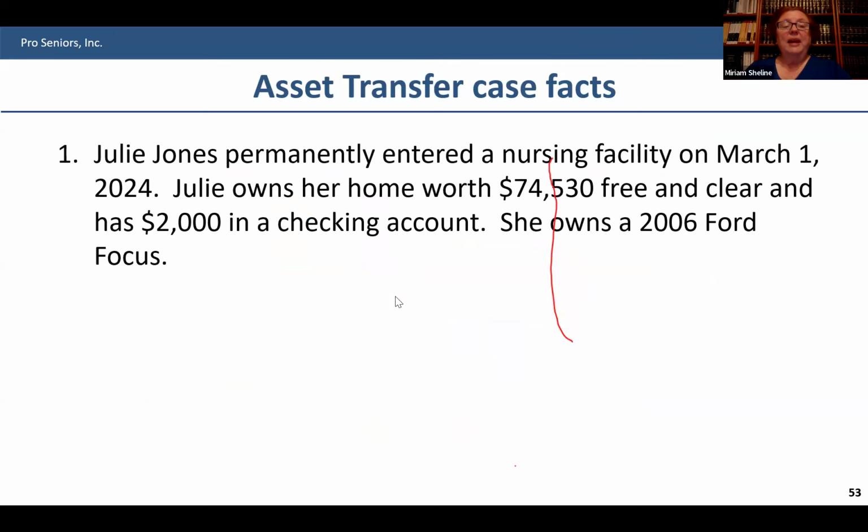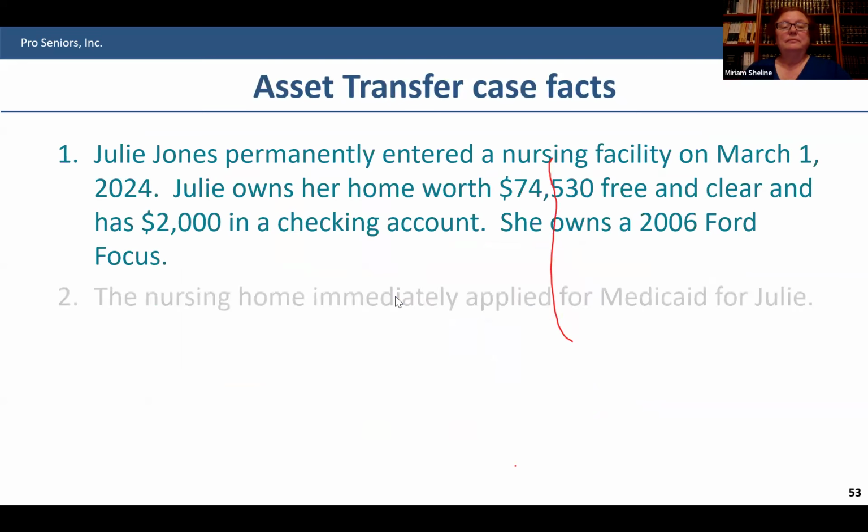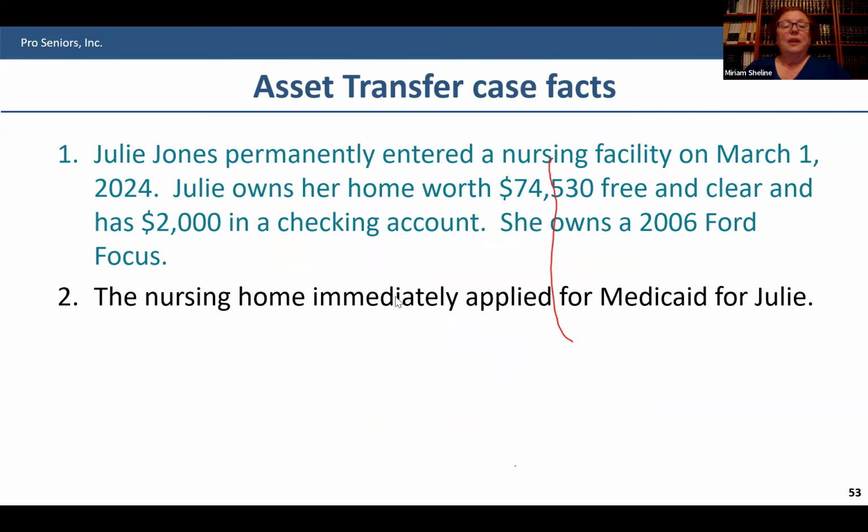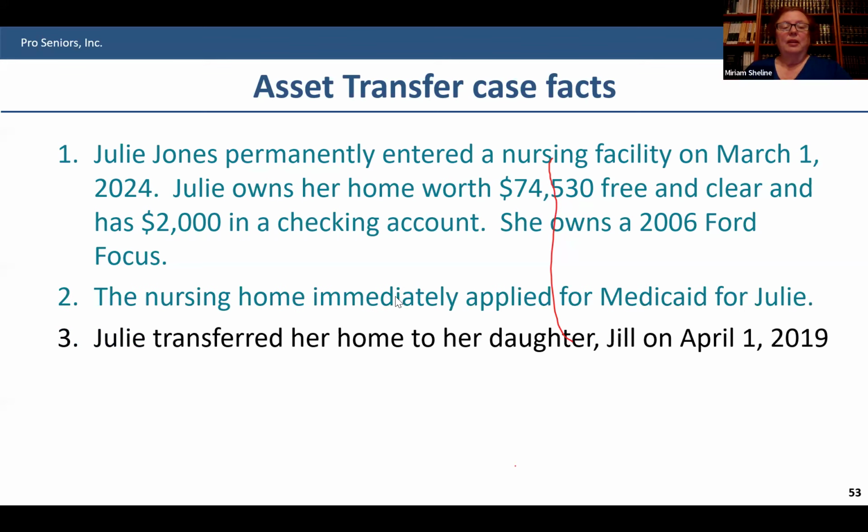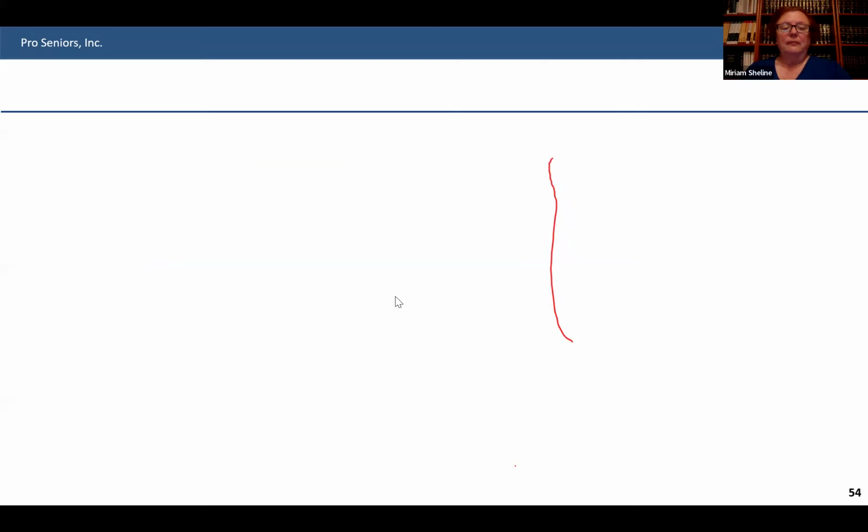So back to our friends, Julie and Jim. Julie entered the nursing home on March 1st. She owns her home. Now the home is $74,530. She has $2,000 in a checking account and her Ford Focus. And the nursing home immediately applied for Medicaid as soon as she entered the facility on March 1st. Julie transferred her home to her daughter, Jill, on April 1 of 2019. Here is our poll question number 2.